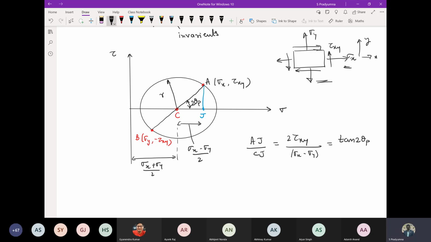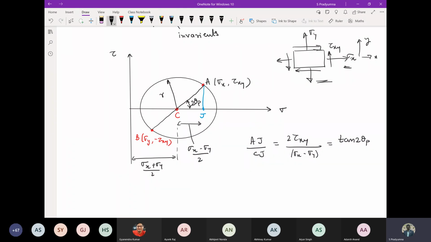Whenever I write point A with sigma x and tau xy, if tau xy is above the sigma line, that means positive. If tau xy is negative, then point A will come below the sigma axis. And for point B, if sigma y is negative, then it will go to the left. And if tau xy is negative, then minus of minus tau xy will go above the sigma axis. So that is one part you have to learn.